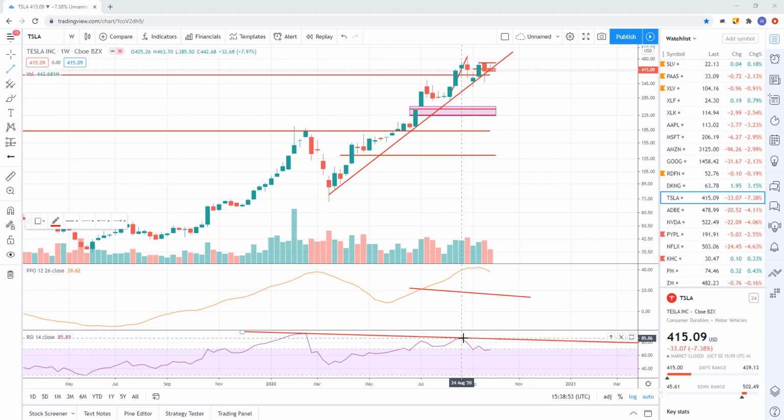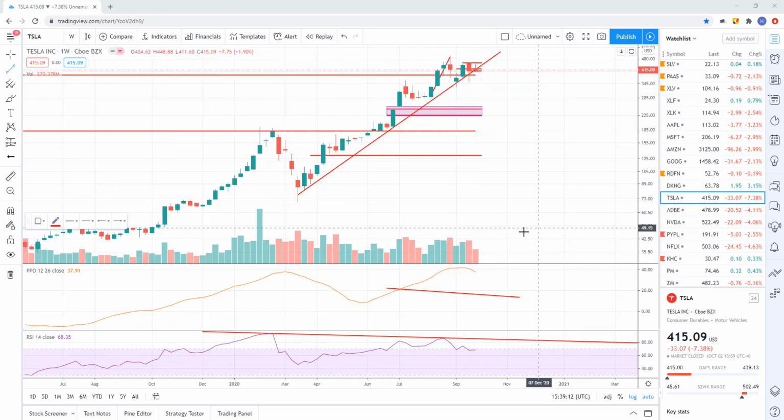Negative divergence right here on the weekly, and we made a marginal new high last week, setting in the negative divergence, and you can see the RSI starting to turn back down. The PPO is starting to turn back down. The PPO did not have negative divergence. It was just in the RSI, so that's something to note.